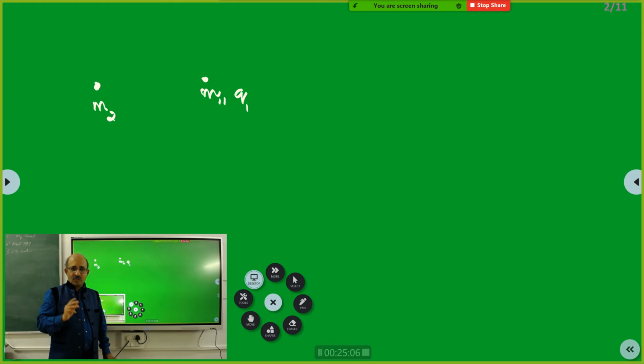So it is accelerated towards it, isn't it? Yes, correct. It accelerates towards it. So if this was not there, this would have been there. Why did it accelerate? Due to the gravitation on M2.